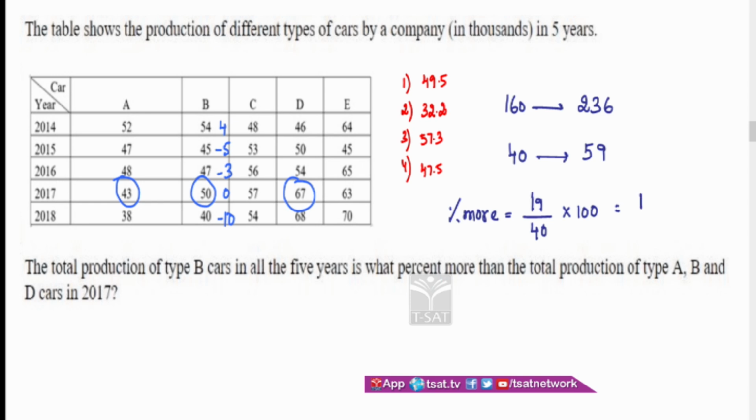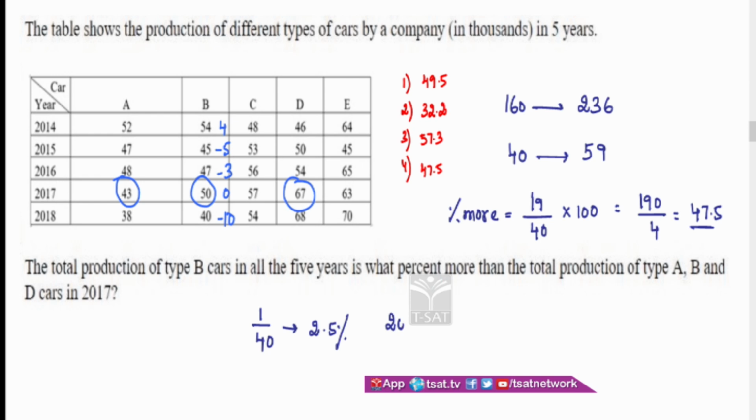You can say 190 by 4, that is 47.5. If you know fractions very well, by looking at 19 by 40, you can say 47.5, because we all know what is 1 by 40. 1 by 40 is actually 2.5%. In percentage, I told you these kinds of basics.